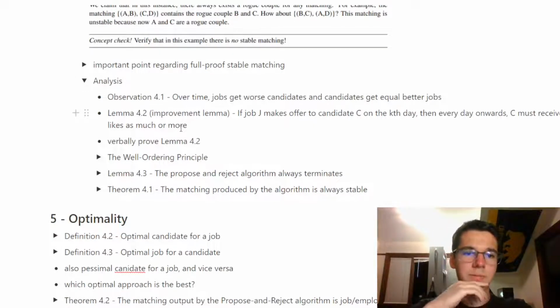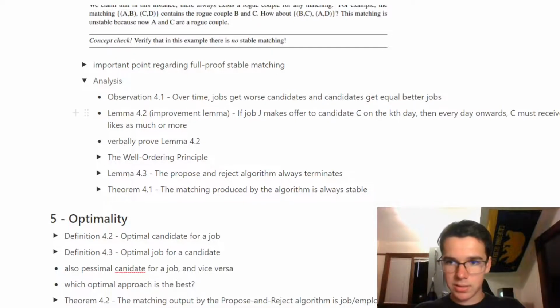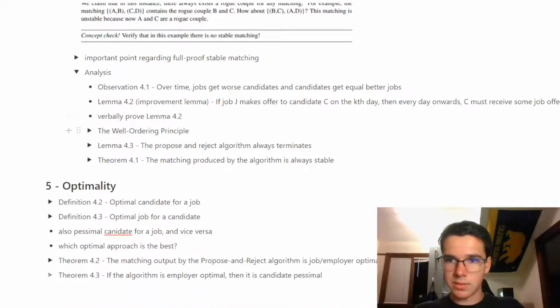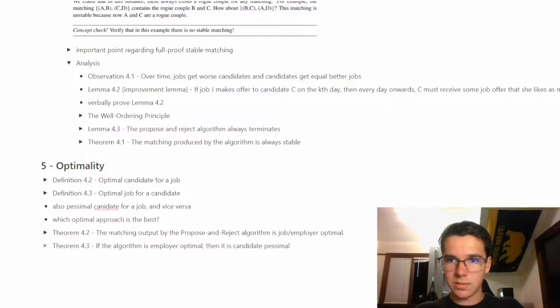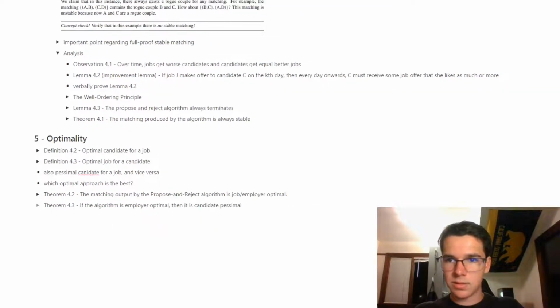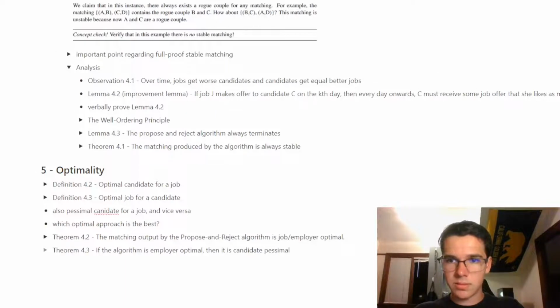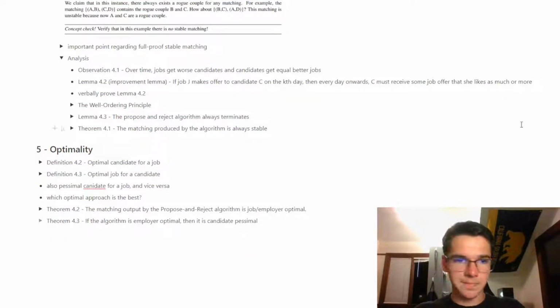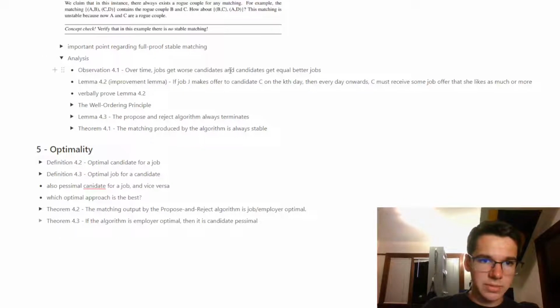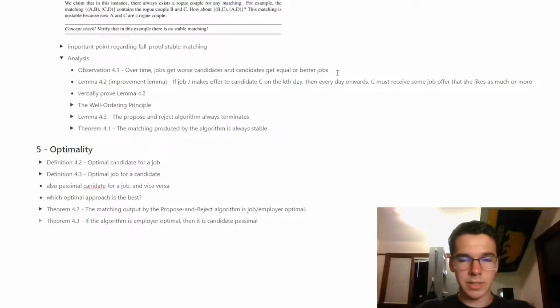Observation 4.1. Over time, jobs get worse candidates, and candidates get equal or better jobs.